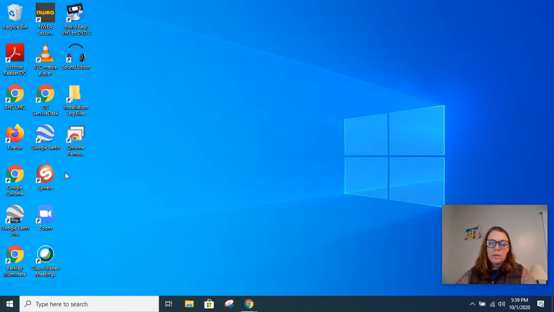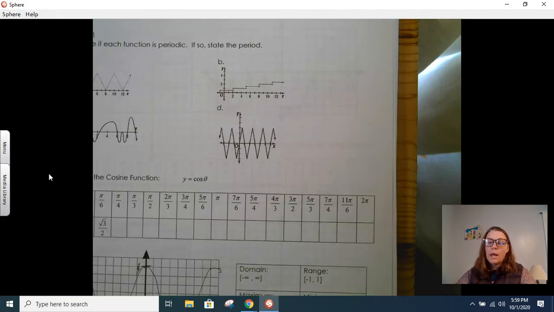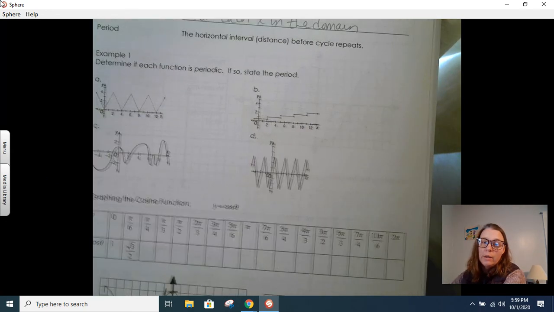Hi, pre-calculus students. We are going to talk about 6.3 and 6.4. So we started that Desmos activity in class today, and we didn't really get to finish bringing it all together. So I wanted to just kind of summarize.